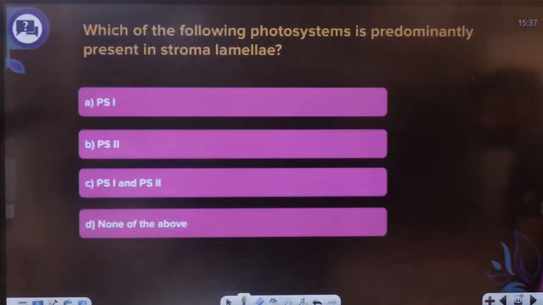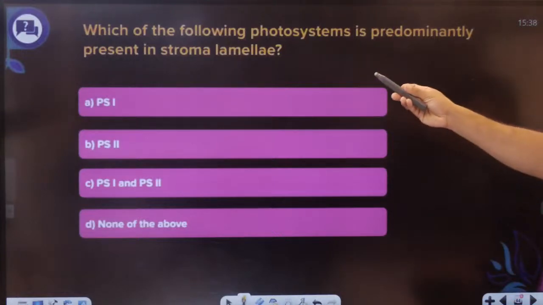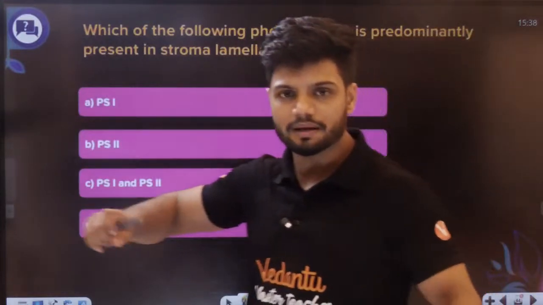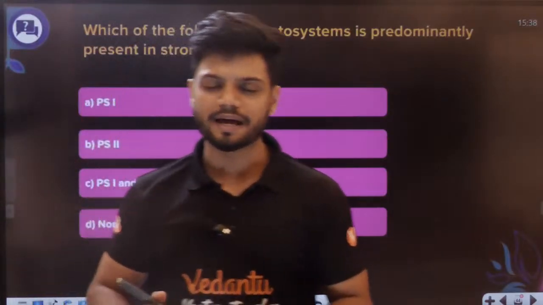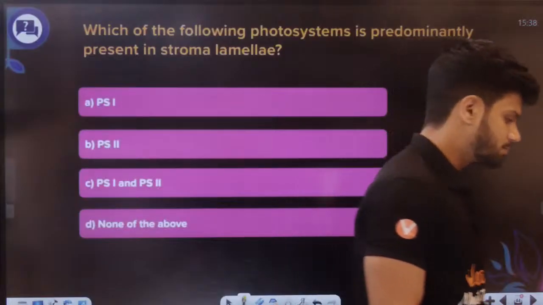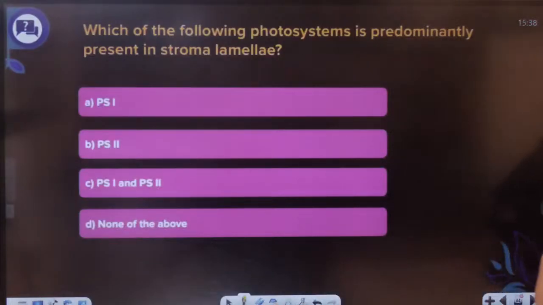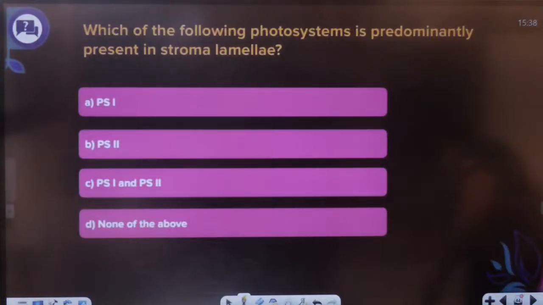Next question on the board. Which of the following photosystems is predominantly present in stromal lamellae? Stromal lamellae is the connecting link between the two grana, right? So in the stromal lamellae, which photosystem do you find? Do you find PS1 and PS2 both, or only PS1? Which one do you find, students?